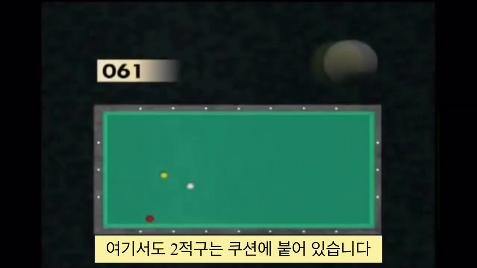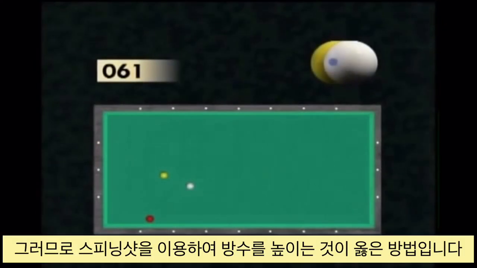Here too the third ball is close to the cushion, so it is interesting to use this long English to achieve a larger contact zone.